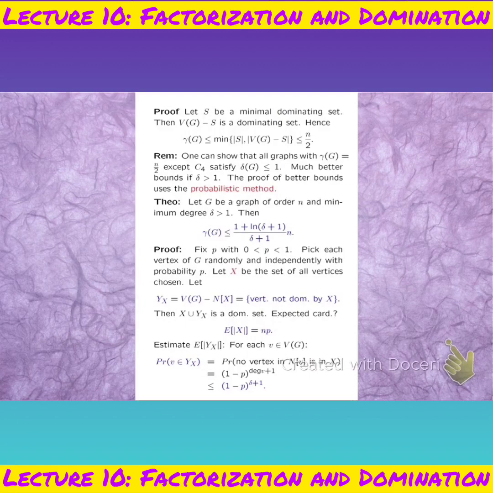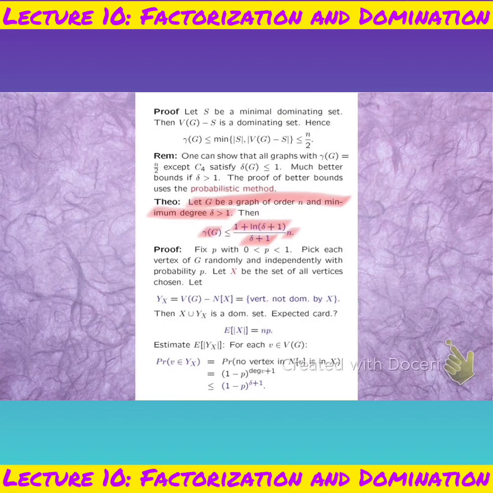It turns out you can improve this bound. Obviously, if you make a graph denser, you add more edges or you increase the minimum degree of a graph, one would expect the domination number to decrease. And that is what we have in our next theorem: if G is a graph of order n and minimum degree delta strictly bigger than 1, then the domination number of G is at most (1 plus ln(delta plus 1)) divided by (delta plus 1), times n. So 1 plus ln(delta plus 1) is smaller than delta plus 1. And in fact, as delta tends to infinity, that bound is asymptotically small.